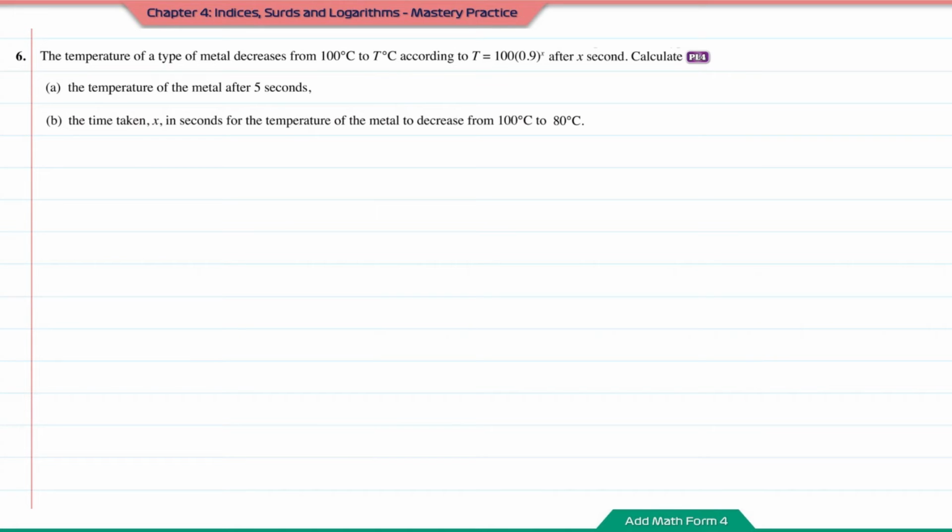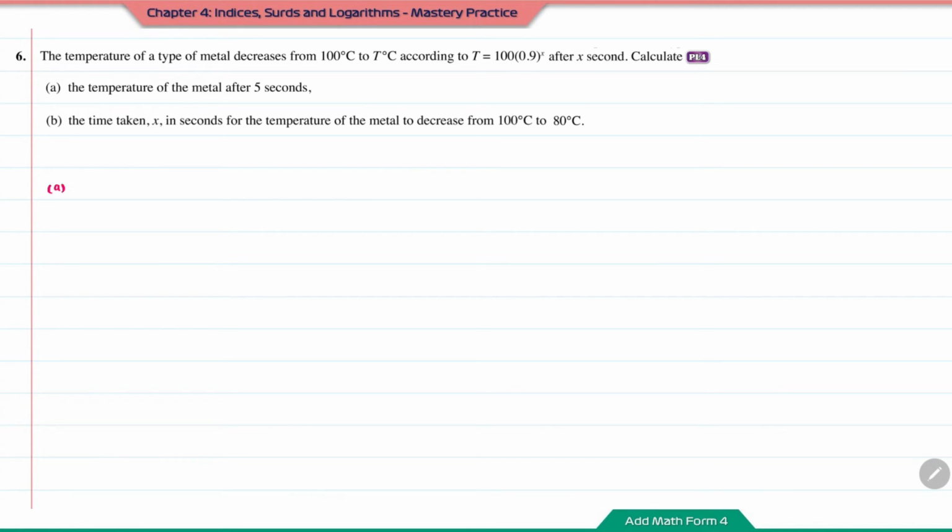Question number 6. The temperature of a type of matter decreases from 100 degrees Celsius to T degrees Celsius according to T equal to 100 times 0.9 to the power of x after x seconds. Calculate A, the temperature of the matter after 5 seconds.